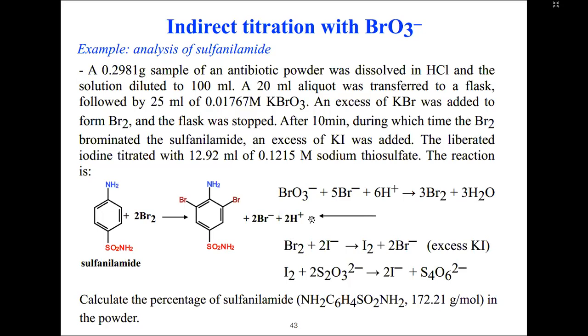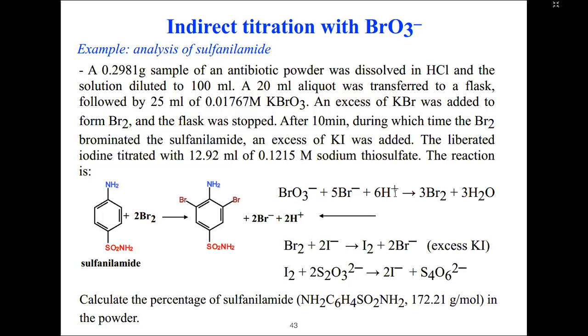So again, you go from the back. These are the reactions. First you have bromate and bromide to produce bromine, and this is the balanced chemical reaction. You can, however, double check, make sure it is balanced. Otherwise you will not get the correct answer.